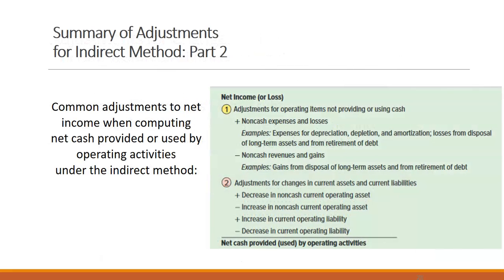So our adjustments for the indirect method are adding back non-cash expenses and losses, subtracting non-cash revenues and gains, and then either adding or subtracting changes in our current assets and liabilities.